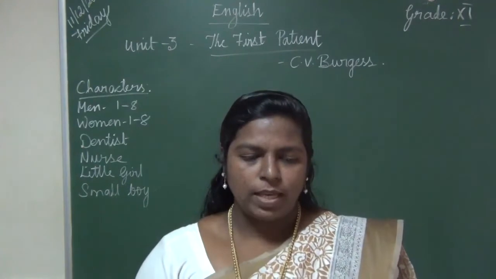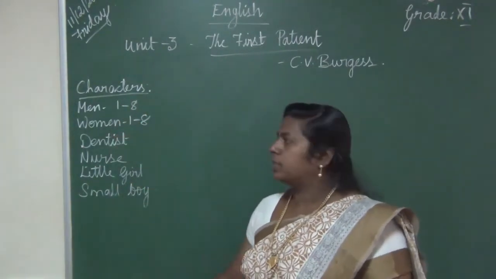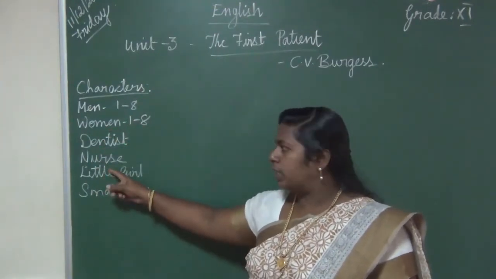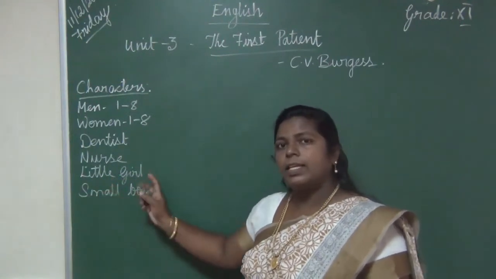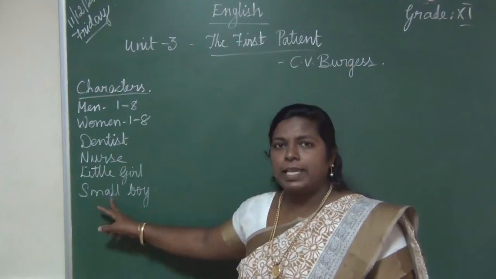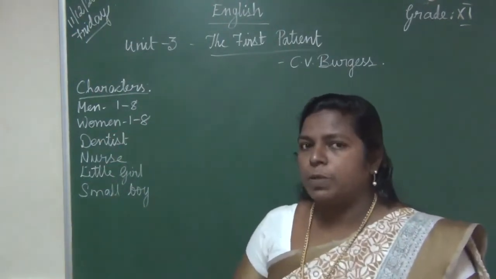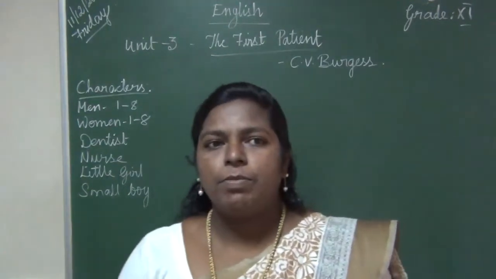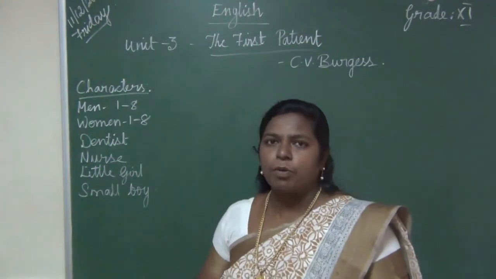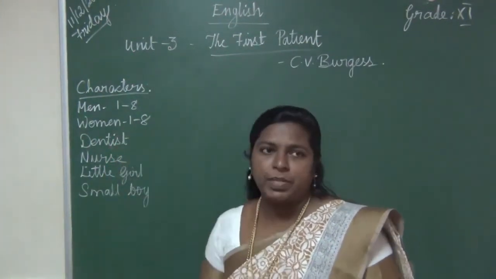You all know the characters: men 1 to 8, women 1 to 8, dentist, nurse, little girl, what is her name? Dorothy. Small boy, what is his name? Maurice. So these many characters are there. What is special about C.V. Burgess' writing is that in his stories there will be a large number of characters. You might have seen that here, right?